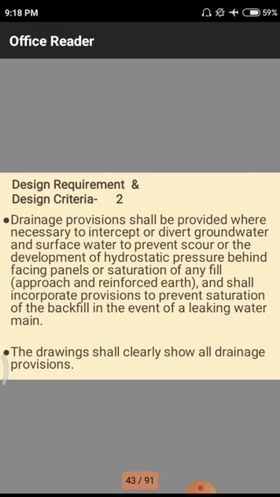That means we need to remove water by constructing some small ditches and others where it is necessary to intercept or divert the groundwater and surface water, to prevent scour or development of hydrostatic pressures behind the facing panels or saturation of any fill approaches, and shall incorporate provisions to prevent saturation of the backfill and even leaking of a water main.